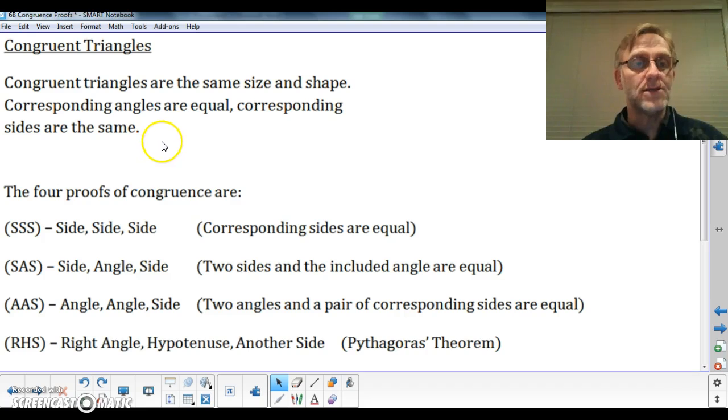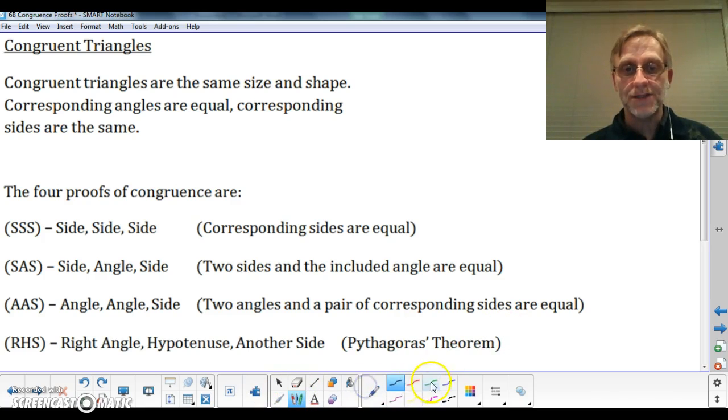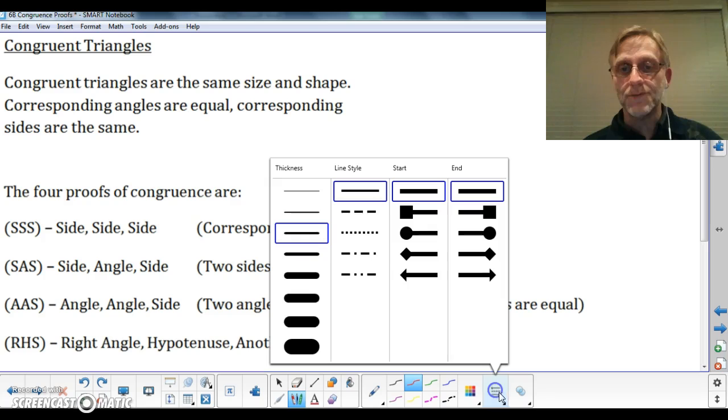Once you've got those definitions under your belt, the four congruence proofs are these ones. I'd like you to copy them down. Remember that writing something down helps you remember it. Just to help you understand this a little bit better, let me draw some diagrams that go along with these ones in my head.